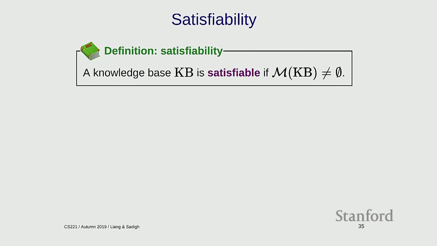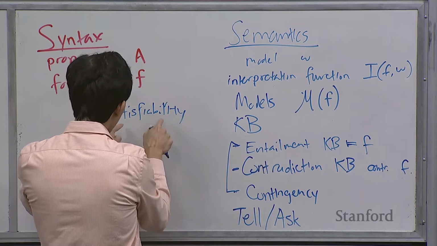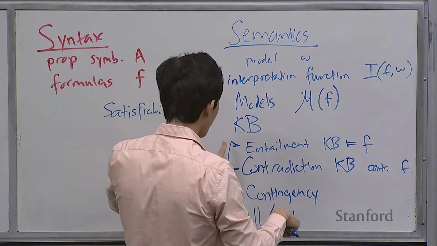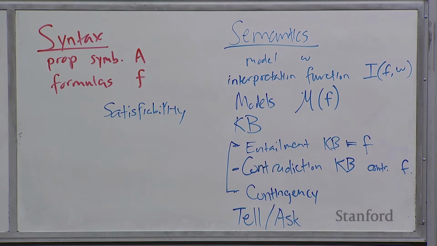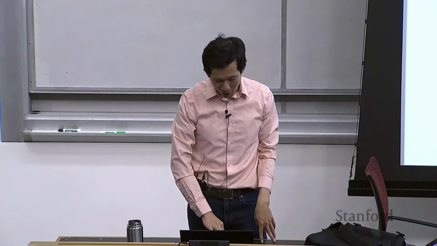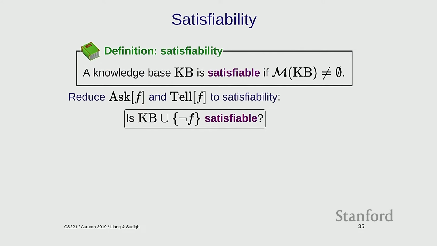Okay, so back from the digression, now no probabilities anymore. We're just going to talk about logic. There's another concept which is really useful called satisfiability. And this is going to allow us to implement entailment, contradiction, contingency using kind of one primitive. The definition is a knowledge base is satisfiable if the set of models is non-empty. So it's not self-contradictory, in other words.